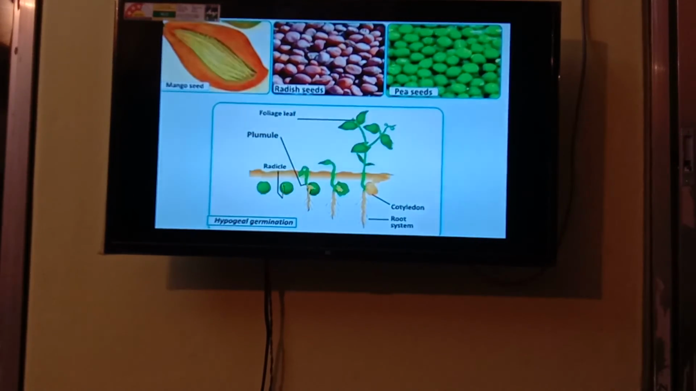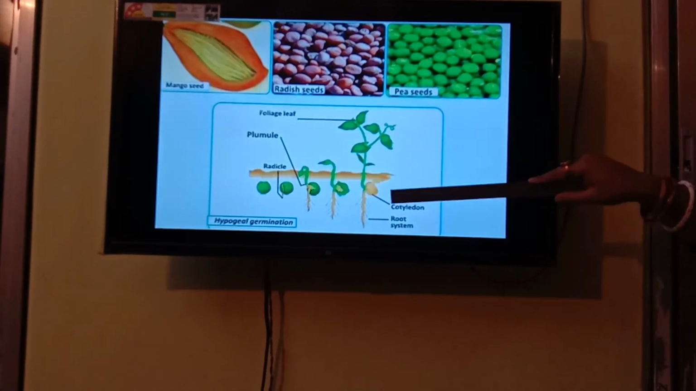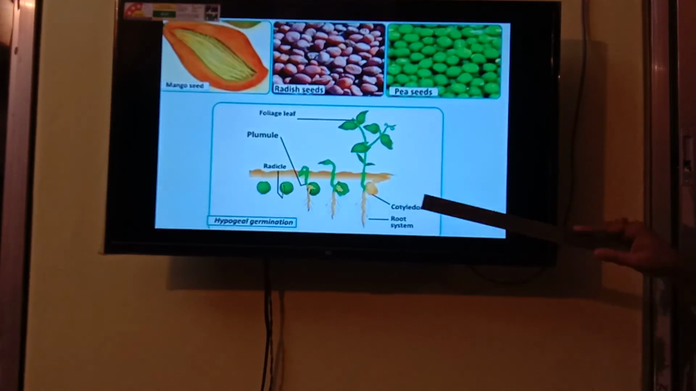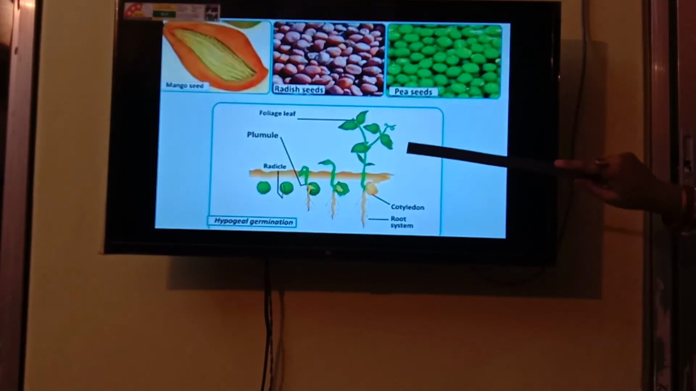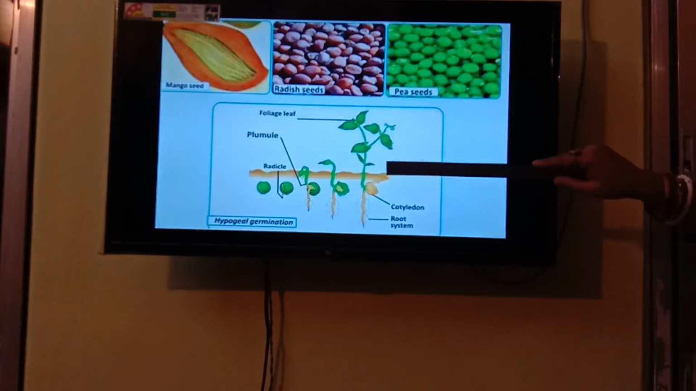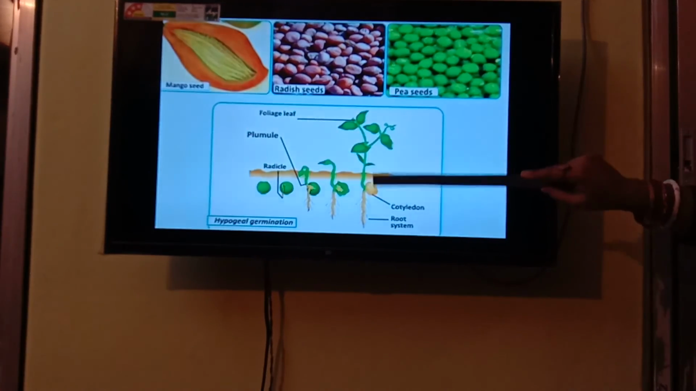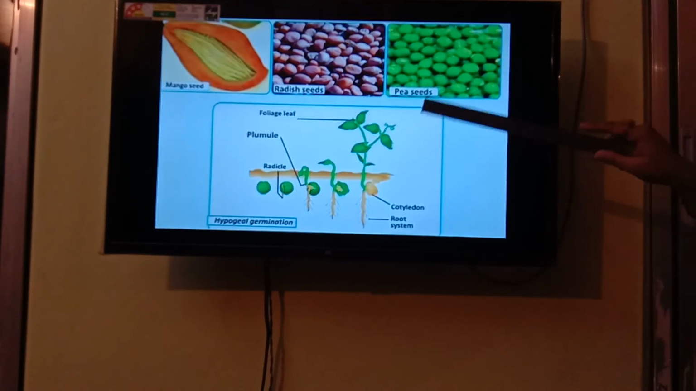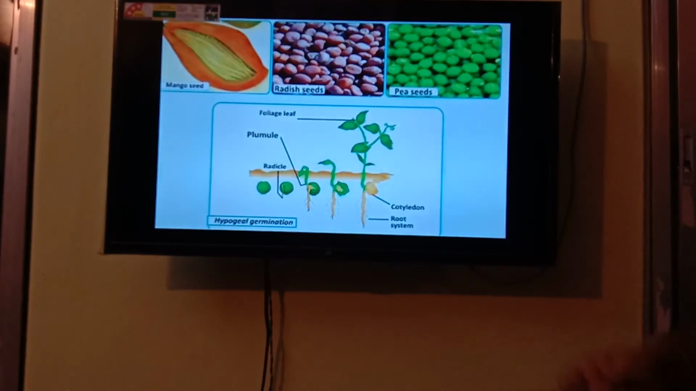What has happened here? Look at the picture, everyone. The cotyledon has remained in the soil; it has not come up through the soil. The cotyledon remains under the soil. Look at the picture. These are the cotyledons, remaining under the soil, okay? This is hypogeal germination. Examples are pea, mango, etc.